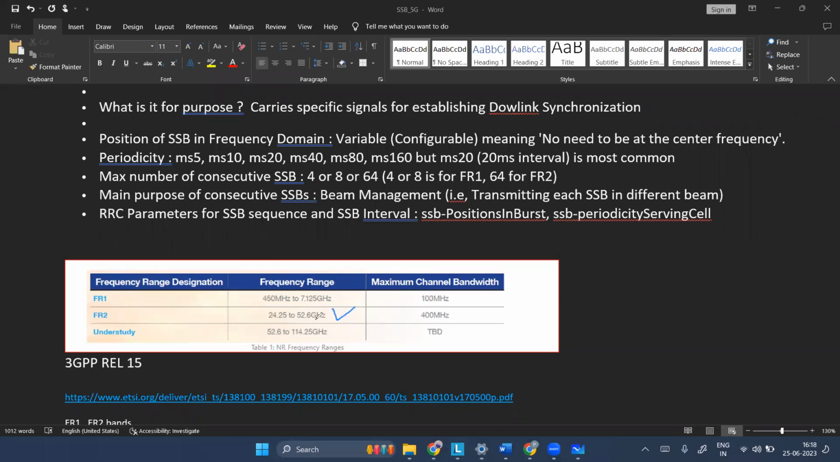So this is 24.25 to 52.6 gigahertz, with a maximum channel bandwidth of 400 megahertz. The channel bandwidth is very important here because it determines how many RBs you have as per the subcarrier spacing, right? And the third part, above 52.6 gigahertz to 114, is currently under study, right? I'll show you what all bands are there in FR1 basically. We have the 3GPP specification 38.100 with us. Let me open this.